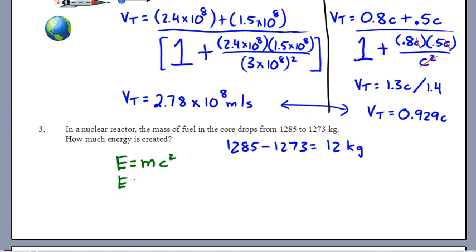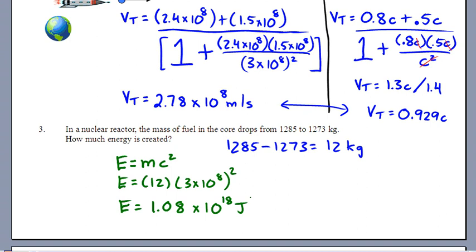So we're going to take that mass that disappears, the 12 in this story, and then we multiply it by the speed of light, but you've got to square it. So you get an enormous answer when you're done. If I'm not mistaken, I think this is 1.08 times 10 to the 18 joules of energy. So it's quite a bit of energy.